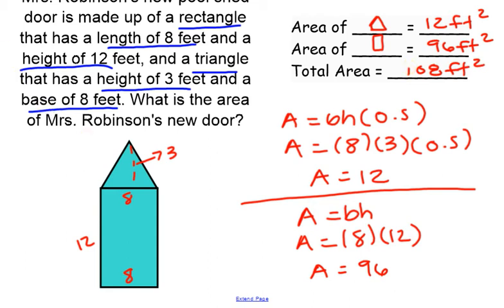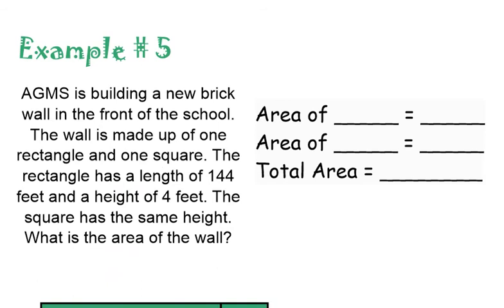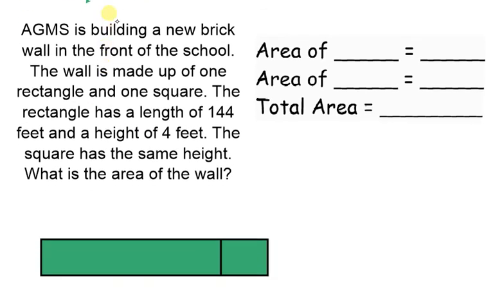Okay? Let's look at another example. AGMS is building a new brick wall in front of the school. The wall is made up of one rectangle and one square. The rectangle has a length of 144 feet, so I'm going to go ahead and do 144, but it says that's just up to here, okay? And a height of 4 feet, so it's 4 feet high. The square has the same height, so it's going to be 4 feet. What is the area of the wall?